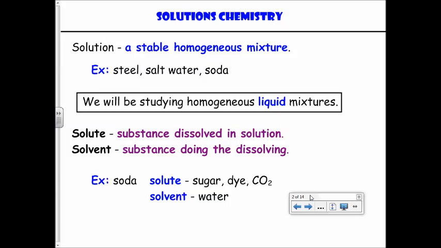Solute and solvent. You absolutely need to know the difference between those. A solute is the substance dissolved in the solution. A solvent is what is doing the dissolving. Our most common solvent in here would be what? Water. Water is going to be our most common solvent in here.